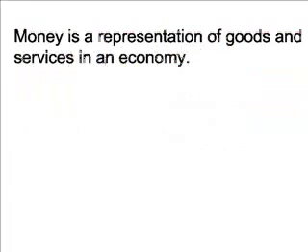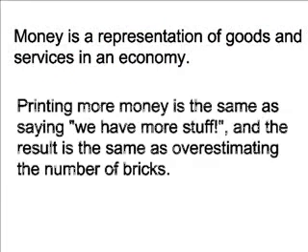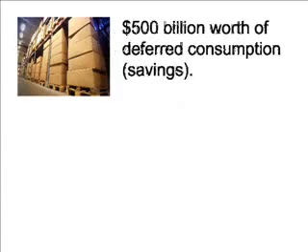Money is a representation of goods and services in the economy. Printing more money is the same as saying, we have more stuff, and the result is the same as overestimating the number of bricks. Let's say you have $500 billion worth of deferred consumption, also known as savings. This is excess production that people have chosen not to buy stuff with, and so they leave it in a bank, right? They produced a bunch of stuff, and so they got money that represents this production, but they didn't go out and then get stuff back. And so now you just have stuff out there, and there's just these notes sitting in a bank, right? They produced stuff, but they didn't take anything back.